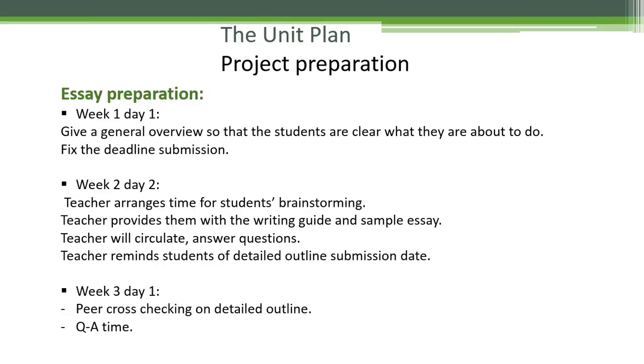For essay preparation, week 1, day 1, teacher gives a general overview and fixes the deadline submission. Week 2, day 2, teacher arranges time for students brainstorming, and teacher provides them with a writing guide and a sample essay. Teacher will circulate and answer questions. Teacher reminds students of the detailed outline submission date. Week 3, day 1, peer cross-checking on detailed outline and more Q&A time.